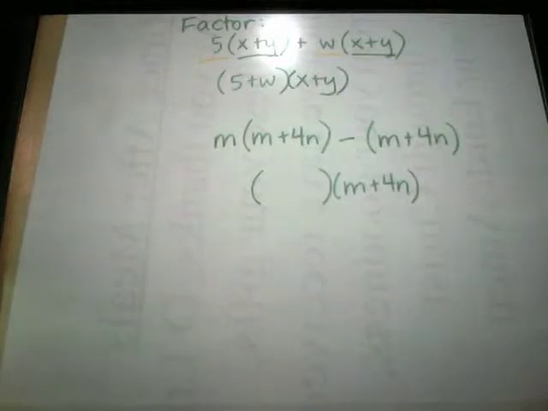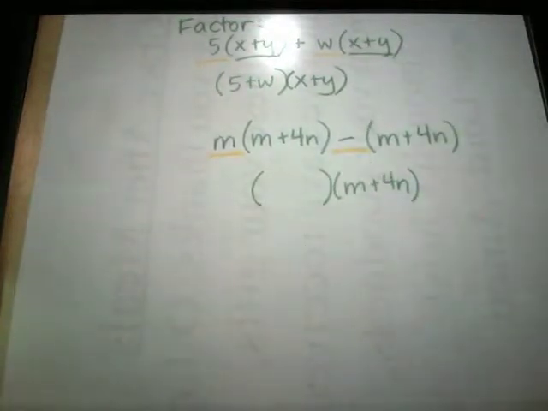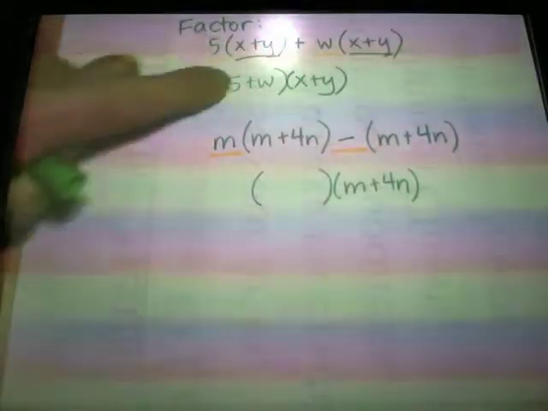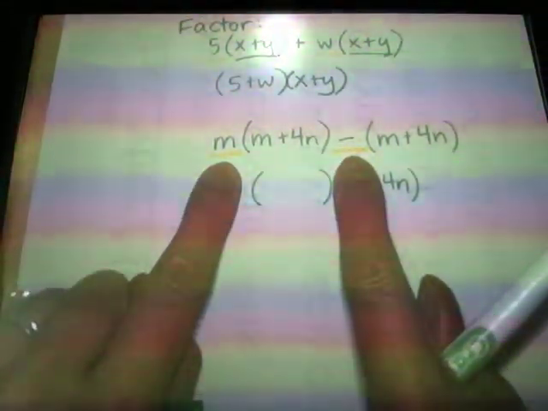What am I reuniting here, though? Here we've got to be a little careful on the second part. Right here we reunited the 5 and the w. Oh, they were both being multiplied by that binomial. Let's put them together to show that they're both being multiplied. Here, what are the two things being multiplied?